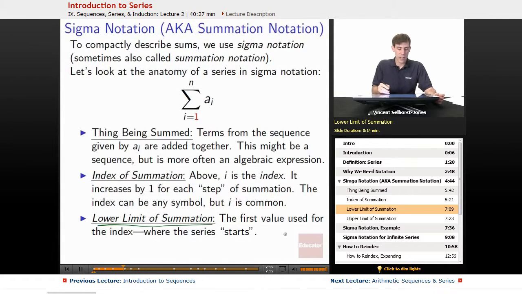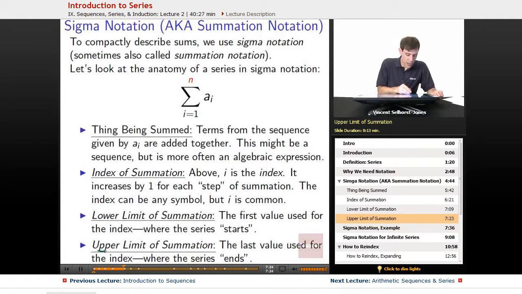The lower limit of summation. This is the first value used for the index. This is where the series starts. So in this case, since i equals 1, our first value would be plugging in a 1 for the i. The upper limit of summation, this is the last value used for the index where the series ends. So we would step up until we eventually got to some value n.